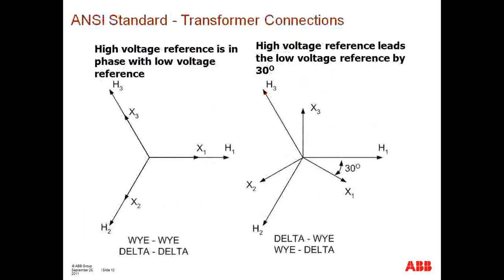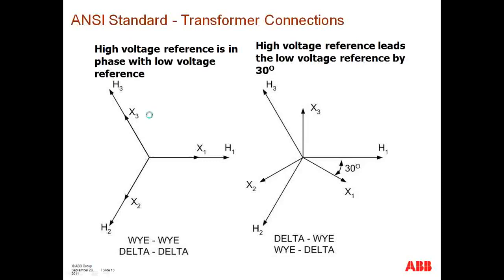Now, the ANSI standard for phase shift. The ANSI standard for phase shifts is as follows. You're always going to have a relationship where the high voltage winding leads the low voltage winding by 30 degrees. So again, high voltage winding leads low voltage winding by 30 degrees.